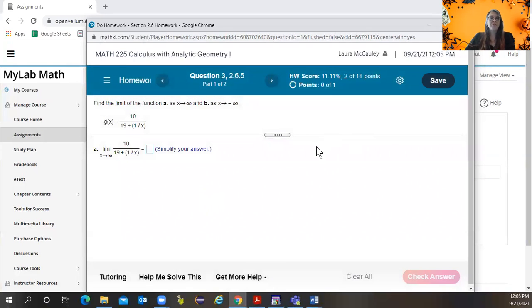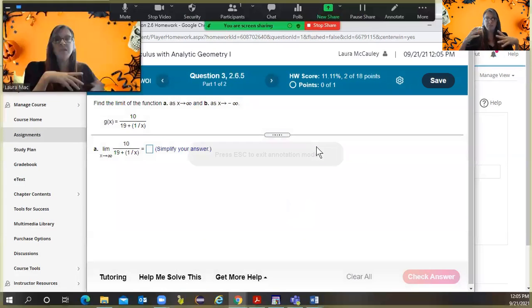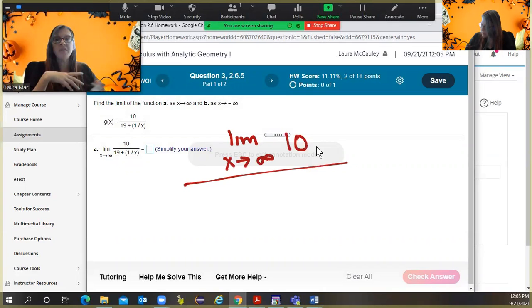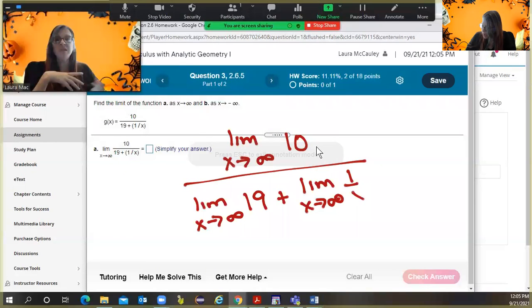All right, let's look at this one. Same thing. And again, we can use our limit laws. I'll break this one all the way up just for the heck of it. We could break this up and say, okay, this is the limit as x approaches infinity of 10 divided by the limit as x approaches infinity of 19 plus the limit as x approaches infinity of 1 over x. And we know that this one is 0.